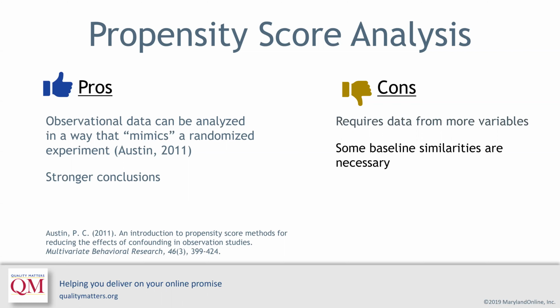Some baseline similarities are necessary. If there's not enough overlap between the two groups, when you go to make the matched pairs, you're going to have a lot of people who don't have a partner. Or even if you're using one of the other methods, you could still end up in a situation where you potentially have to throw away a lot of data, which reduces the power of your test and also has a negative impact on the validity of your conclusions.